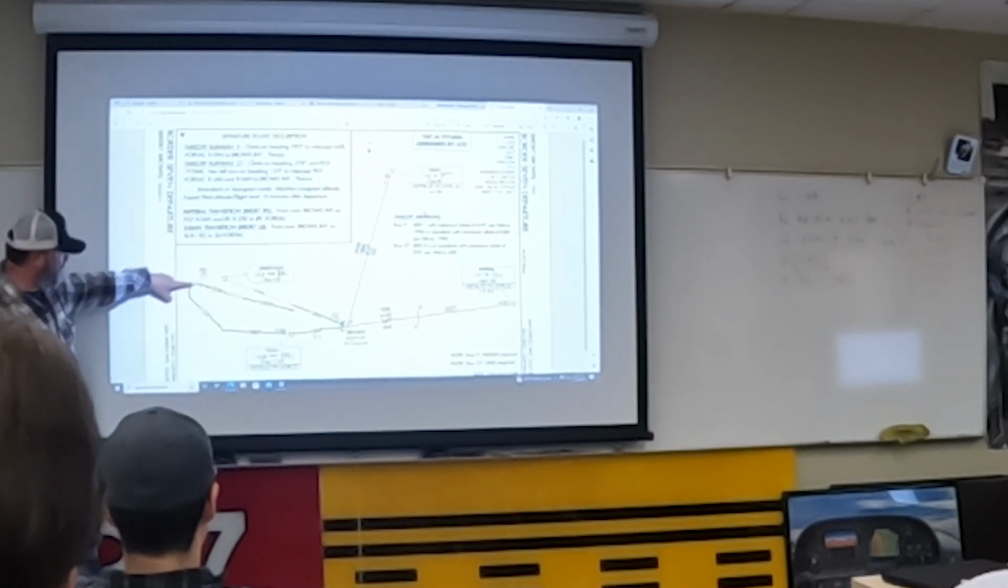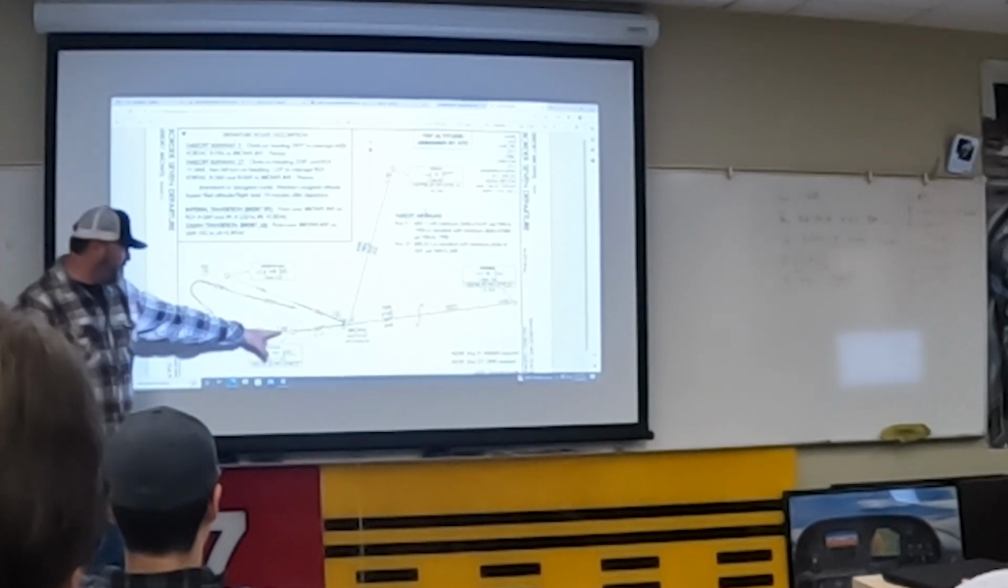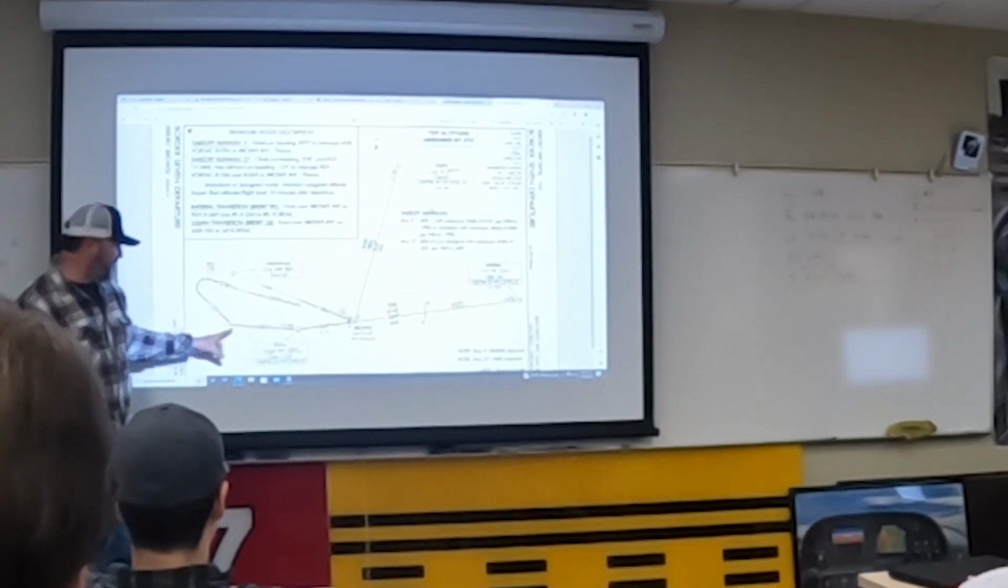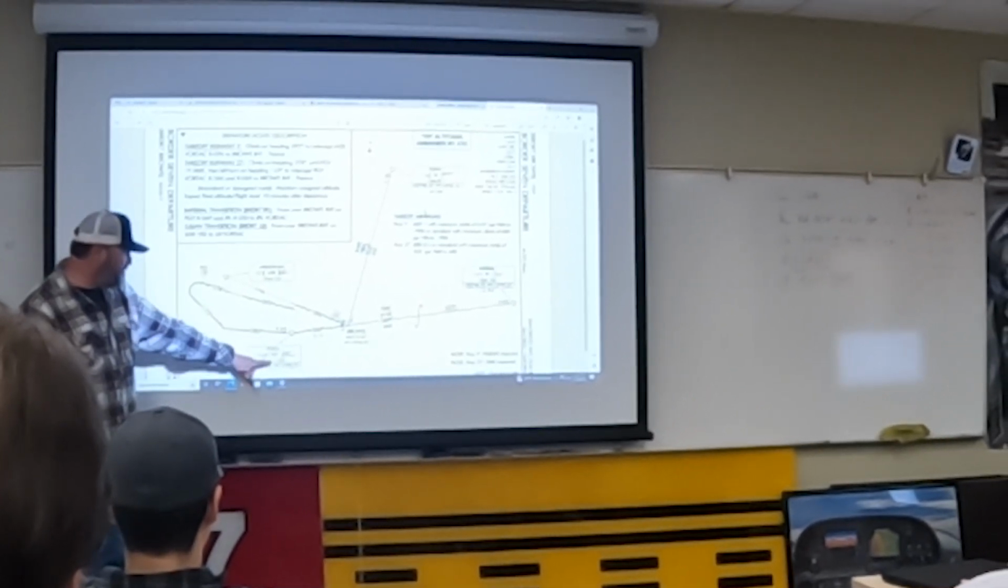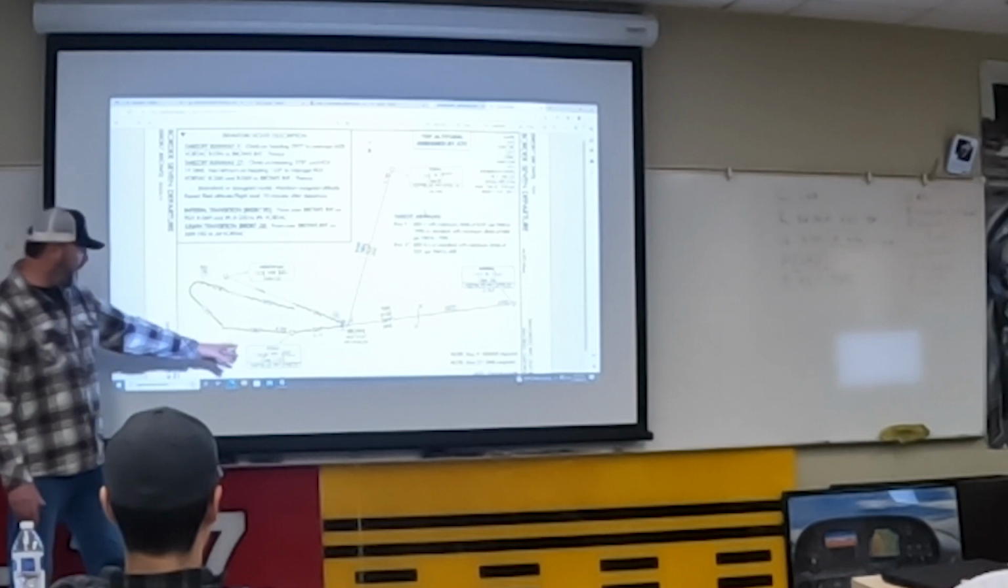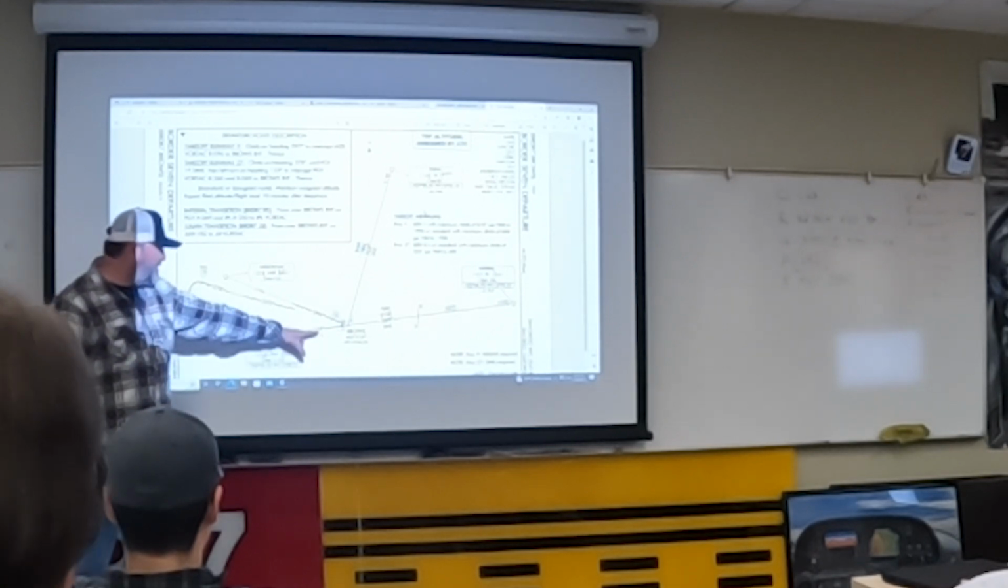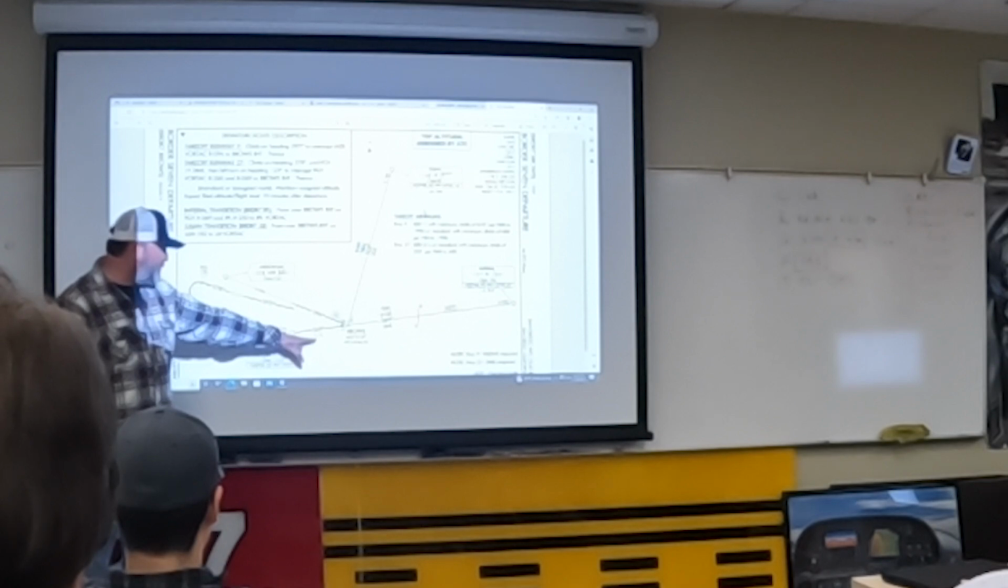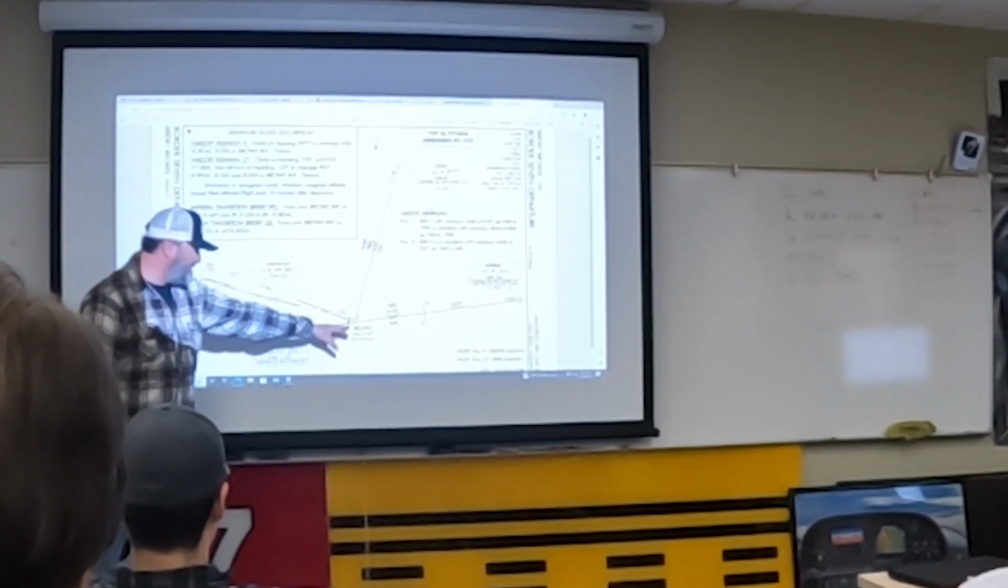At that point, you make a left turn to a heading of 080 to intercept the radial 260, which is a course of 080 to Hoagie VOR. Once you're at Hoagie VOR, left turn to a heading of 069 for 11 miles to Browse intersection.